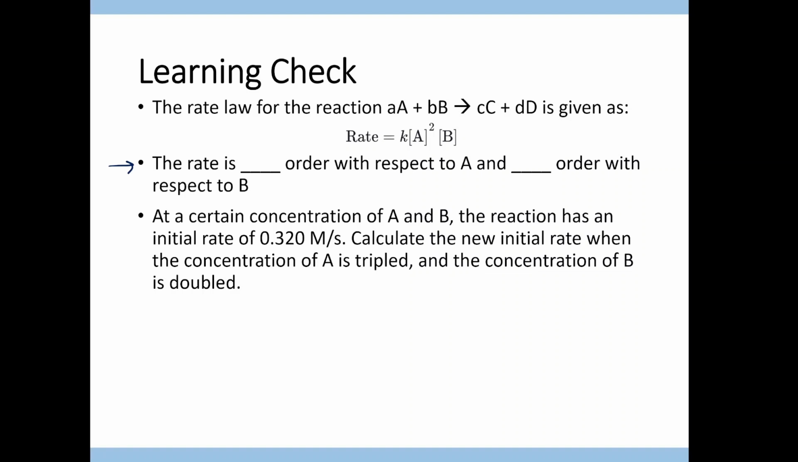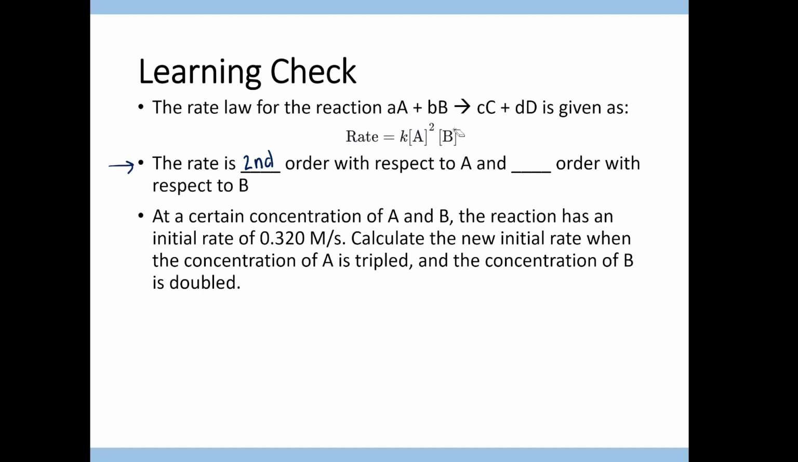First one is the rate is some order with respect to A and what order with respect to B. Well, the coefficient tells us what that order is. So, not the coefficient, the exponent. So the exponent for A is 2, so the rate is second order with respect to A. And B is included in the rate law, so it has an exponent of 1.